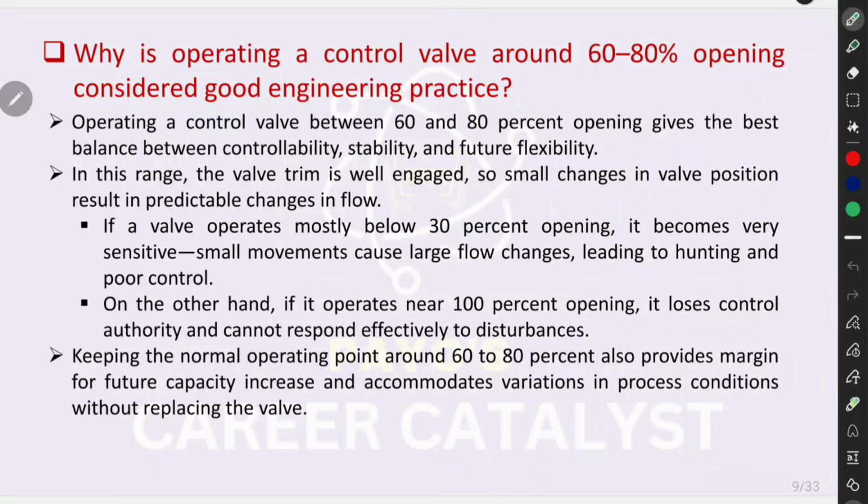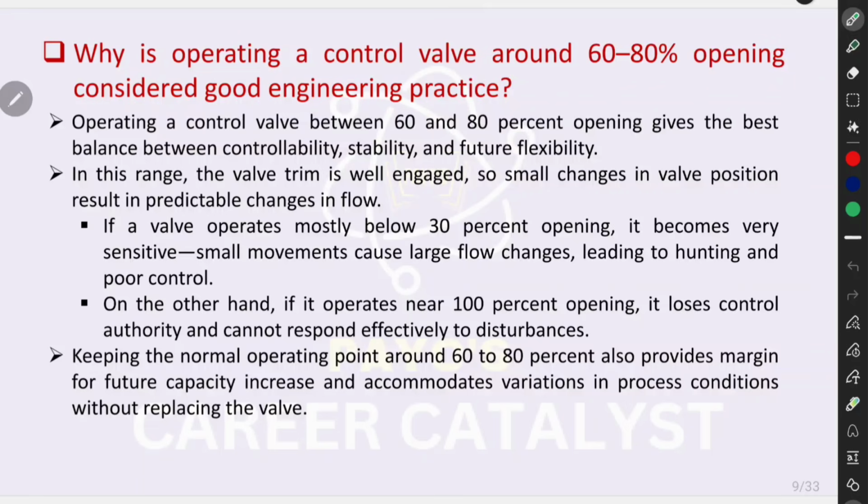Why is operating a control valve around 60 to 80% opening considered good engineering practice? Operating a control valve between 60 and 80% opening gives the best balance between controllability, stability, and future flexibility. In this range, the valve trim is well engaged, so small changes in valve position result in predictable changes in the flow. If a valve operates mostly below 30% opening, it becomes very sensitive. Small movements cause large flow changes, leading to hunting and poor control. On the other hand, if it operates near 100% opening, it loses control authority and cannot respond effectively to disturbances.